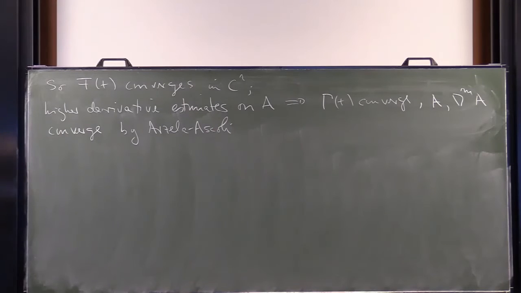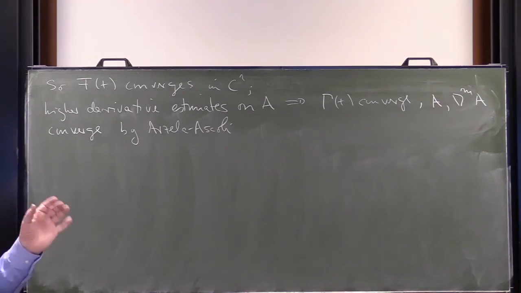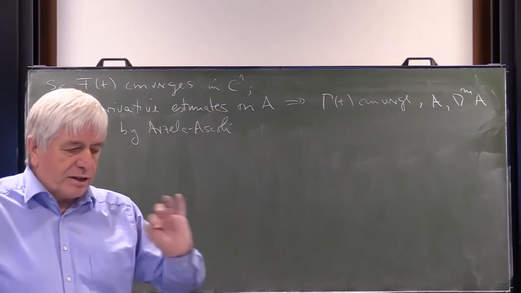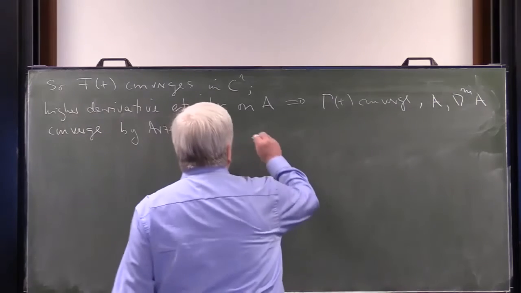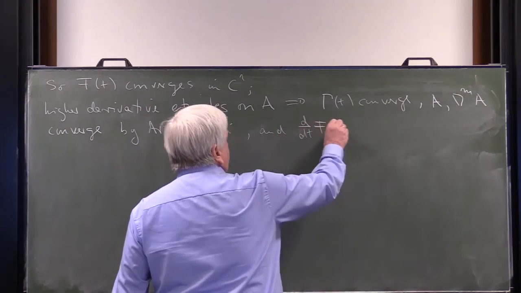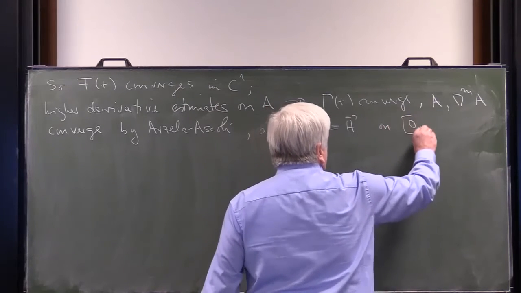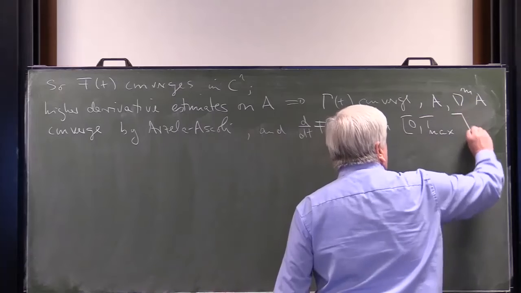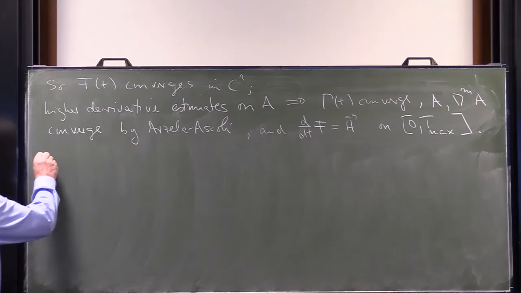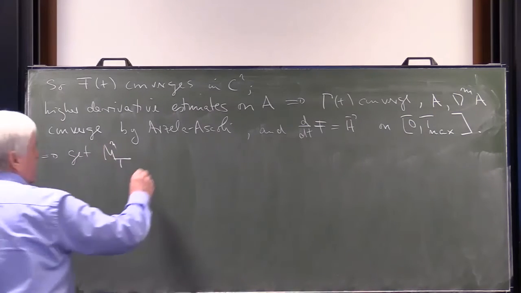Ascoli, but then once you have the second derivatives converge, you also get that the equation converges. And you get the d/dt of f equals mean curvature vector on the whole interval, on the closed interval, all the way up to the end of the interval. And so you get surface M_n capital T smooth.